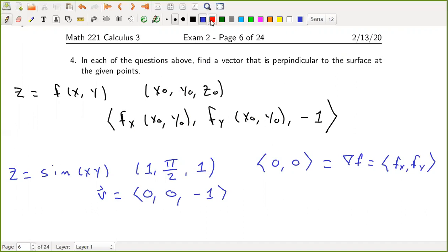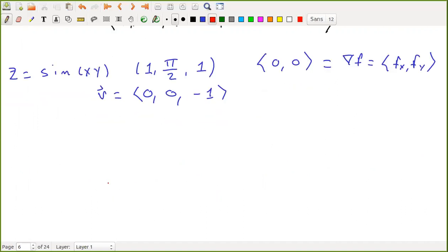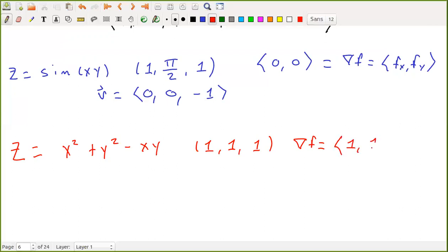Now let's move on to the second surface that we looked at. The second surface is z equals x squared plus y squared minus xy. And we looked at the point 1, 1, 1. And here we saw that the gradient vector is equal to 1, 1. So an answer to this question could be v equals 1, 1, minus 1. And again, any multiple of this vector would also work.